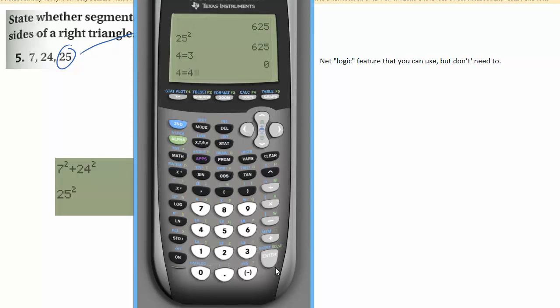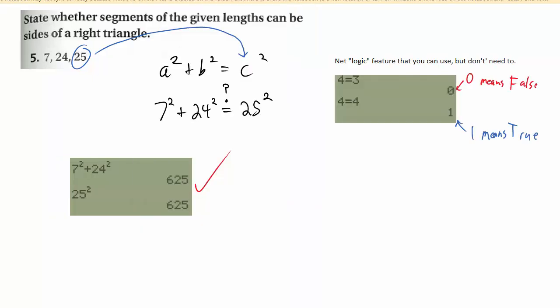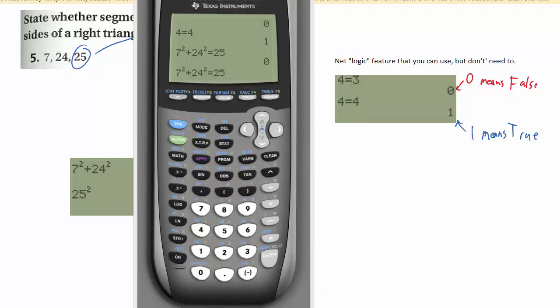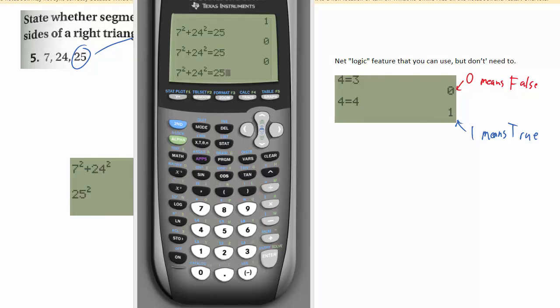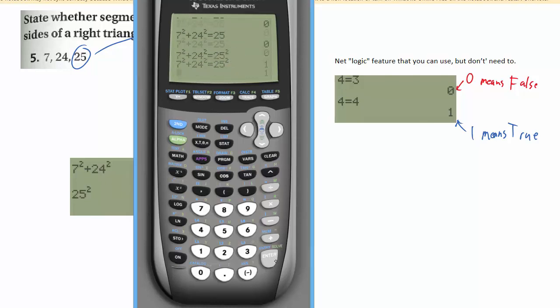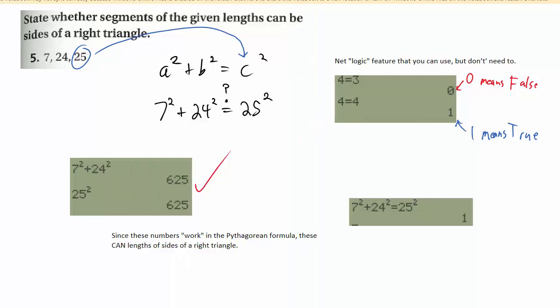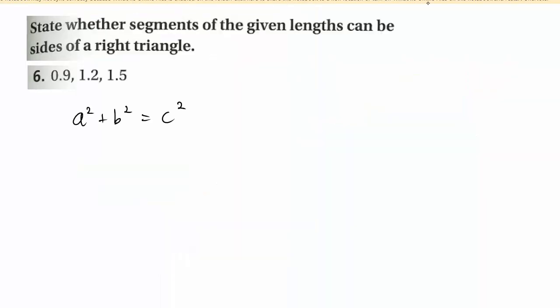Now, you can also use test logic for this. Here, I'm asking the calculator, is 4 equal to 3? And it says no. And 4 is equal to 4, it says yes. You don't have to use this, but it's just a neat feature it has. Notice how if I try to check my answer in the calculator and I properly square the 25, it'll output a yes. But that's just a neat feature that really you're probably never going to use.